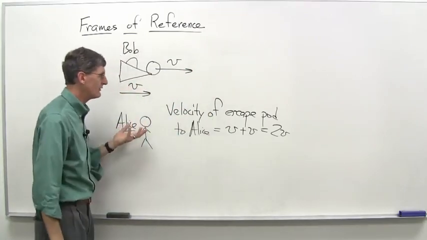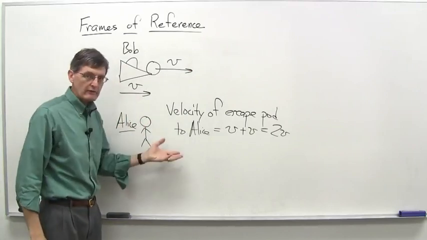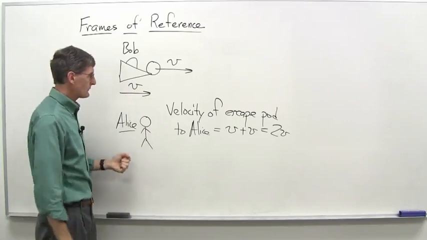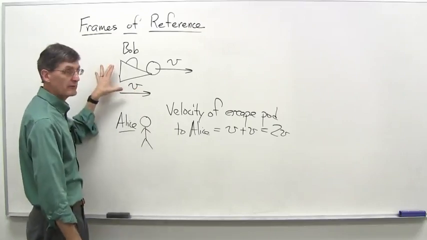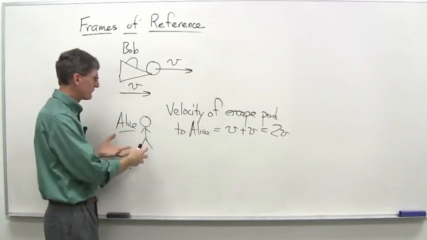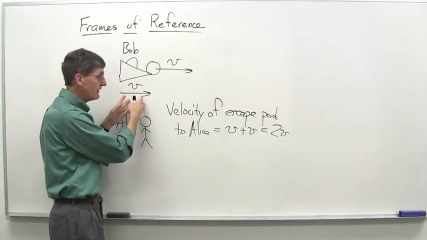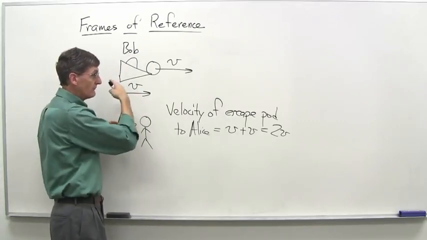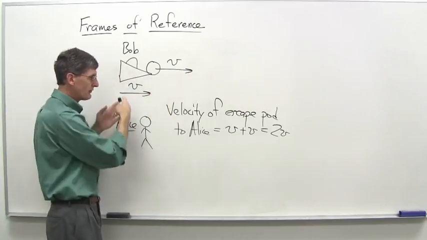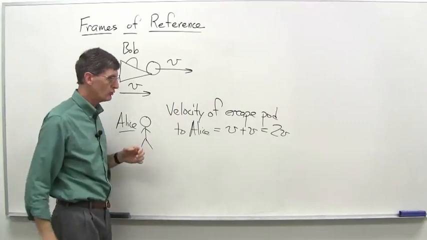So that's the idea here, that when you're combining velocities in frames of reference, the velocities just add. So again, in Bob's frame of reference, he shoots out his escape pod with some velocity. In Alice's frame of reference, she's at velocity v. In this case, the escape pod is moving away from Bob at velocity v, and so to Alice, the escape pod is moving at velocity 2v.